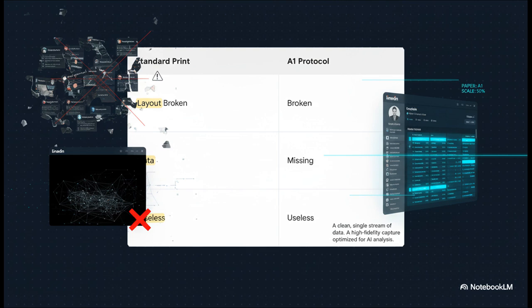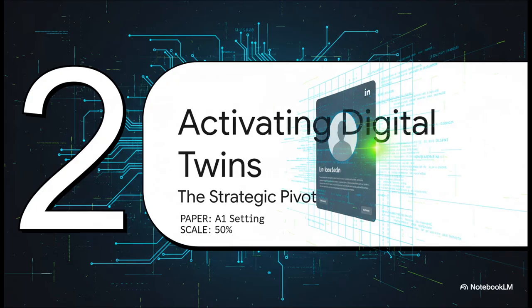It's a single, unbroken stream of data, a high-fidelity capture that's not just readable, it's perfectly optimized for what comes next, AI analysis. But listen, we didn't do all that just to have a pretty PDF. Of course not. This brings us to the strategic pivot, activating your digital twin. We're about to turn a static document into a dynamic, intelligent asset.